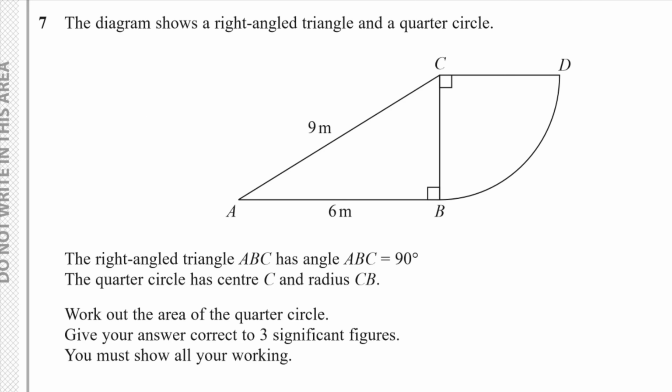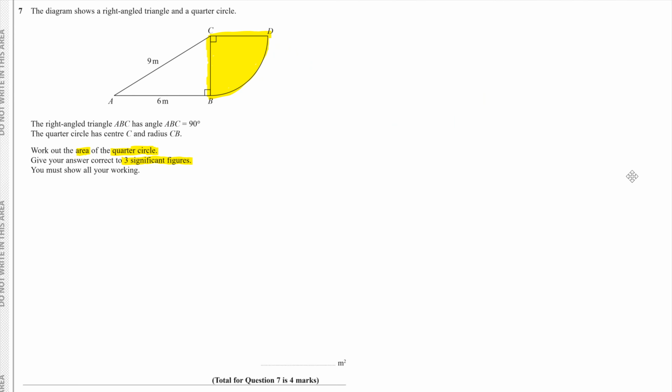Question 7. The diagram shows a right-angled triangle and a quarter circle. The right-angled triangle ABC has angle ABC 90 degrees. The quarter circle has center C and radius CB. Work out the area of the quarter circle. Give your answer correct to 3 significant figures. You must show all your working. Let's start by writing out the formula for the area of a circle, pi r squared. Then area of a quarter circle is quarter of this, quarter pi r squared.